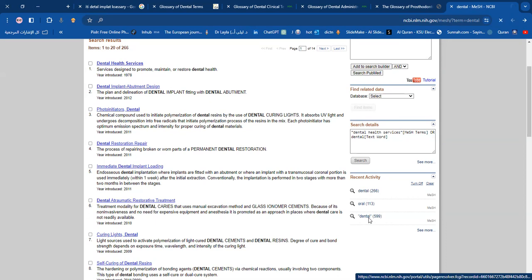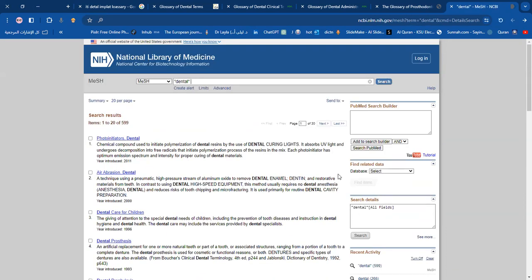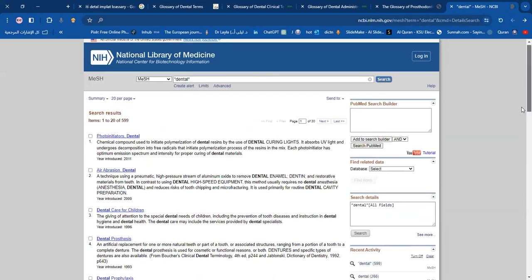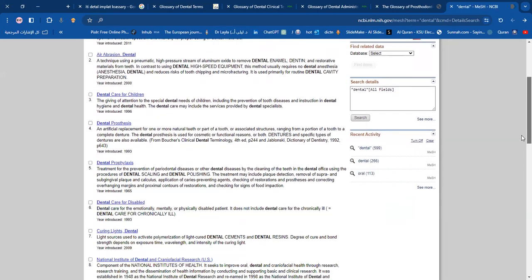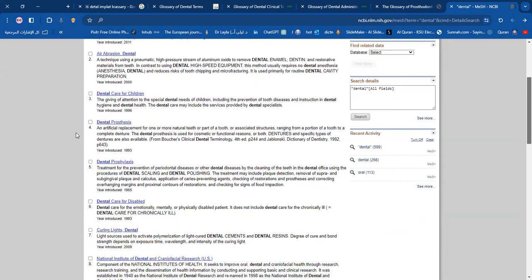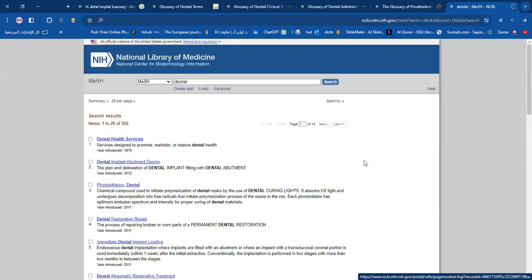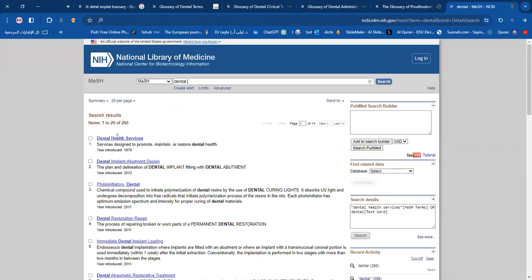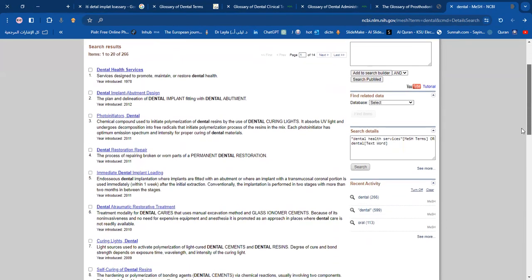Dental, this is 599. Let me just check what's this. Okay, it's also the same. It seems to be the same, but it seems that it put the word dental in the term itself. Okay, so it's dental prophylaxis. The one previously did not have dental as part of it. It's just defining the terms in terms of dental. So this is wider, and these are the dental terminologies.